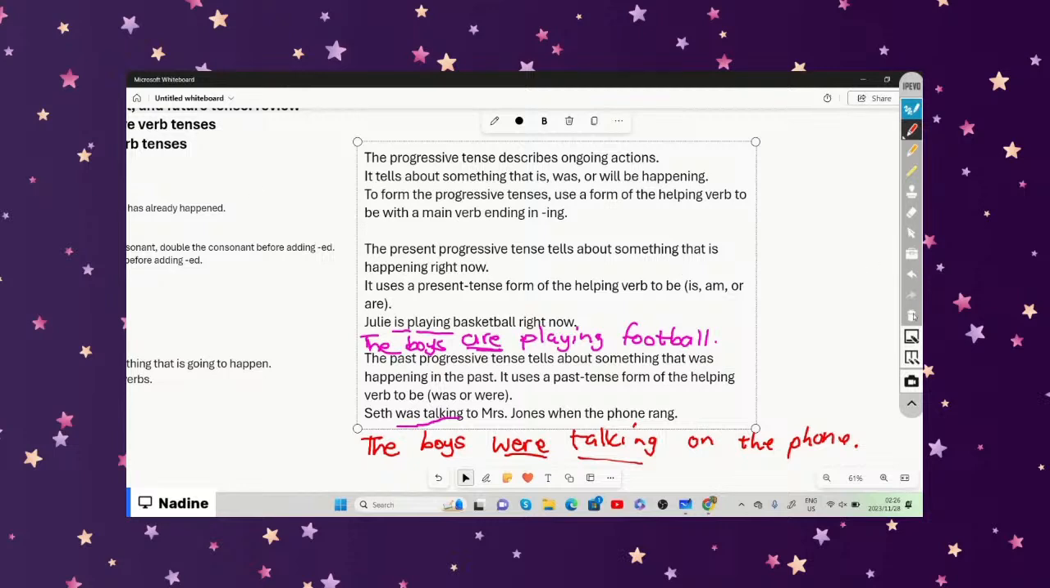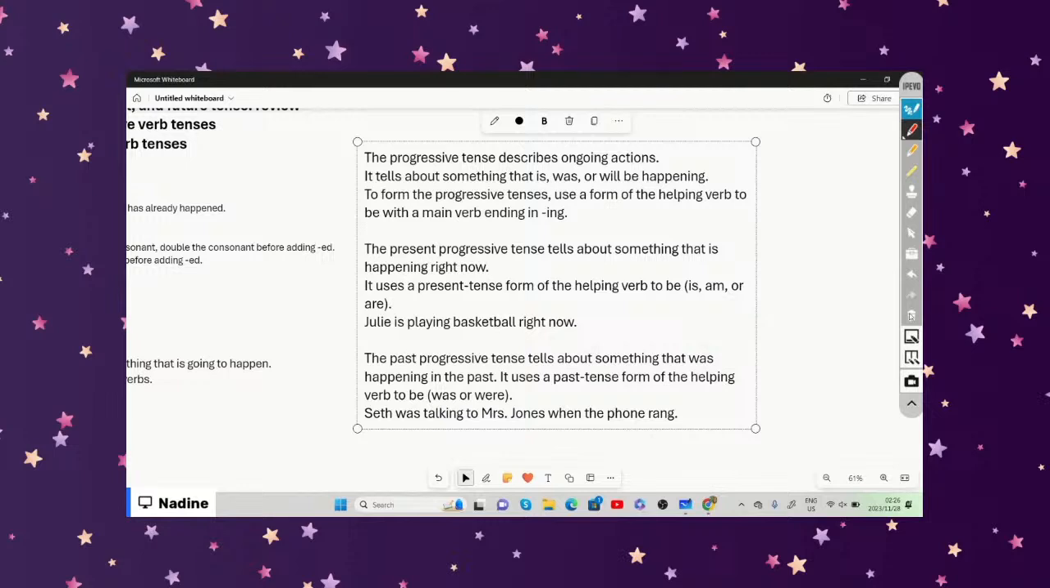So that is basically the progressive tenses. And we said progressive tenses describe ongoing action. And usually with the ongoing action, it ends in ing.